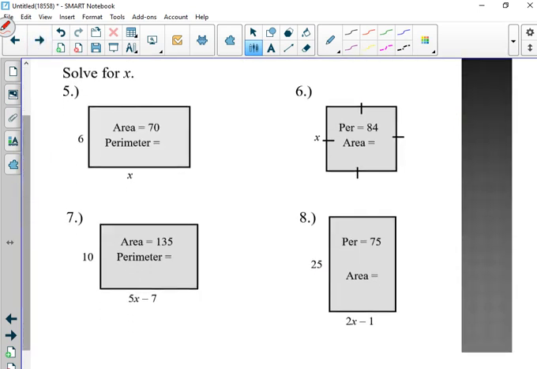Okay, now we're going backwards. The area is 70. So that means 70 is 6 times x. So x is 11 point, well, it's 6 repeating. Let's round to 11.7. So the perimeter is 11.7 times 2 plus 6 times 2, which is, perimeter equals 35.4 units.